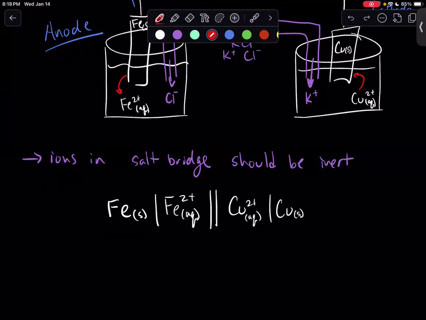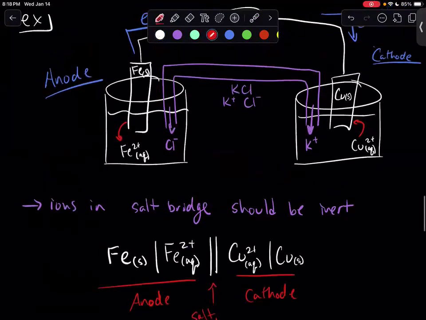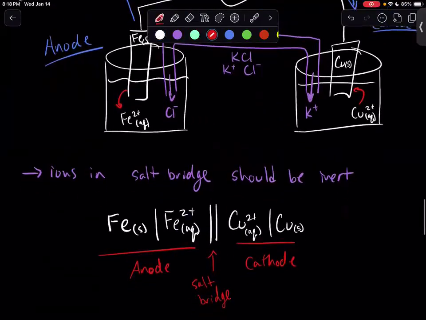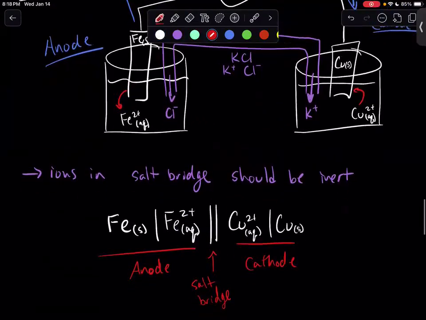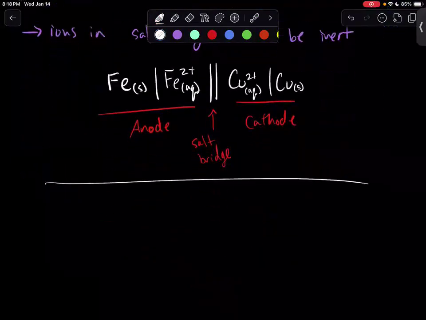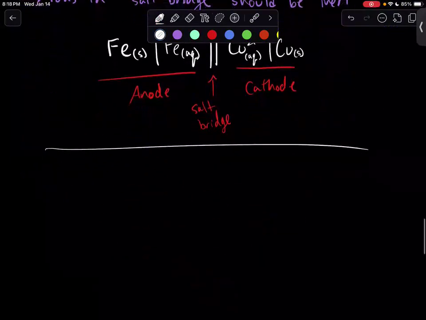So this whole thing makes up our entire voltaic cell. Right here on the left, we have our anode. Here on the right, we have our cathode. And right in the middle, we have our salt bridge. And so that is the notation for a primary battery or a voltaic cell. So that's about it for voltaic cells. Let's go ahead and move on to secondary cells or rechargeable batteries.